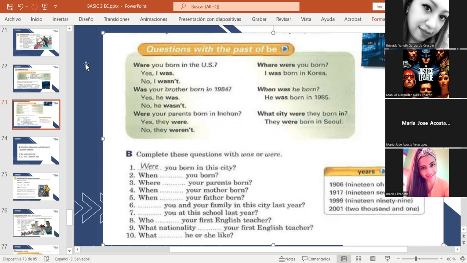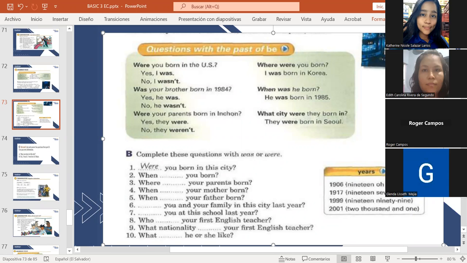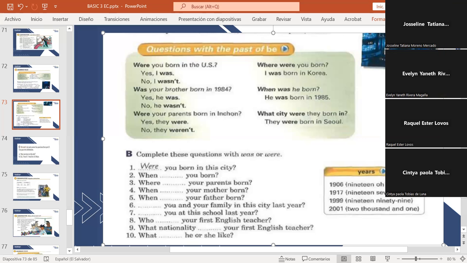Okay, comencemos. Va a usar was o were. Teacher, por lo que se ve del 1 al 5, van con were. Listen to me. Háganlo por favor y me mandan la fotografía, ¿sí? Quiero que cada uno de ustedes, por sencillo que vea, el ejercicio lo realice y me manda una foto. Luego vamos a cambiar de actividad.